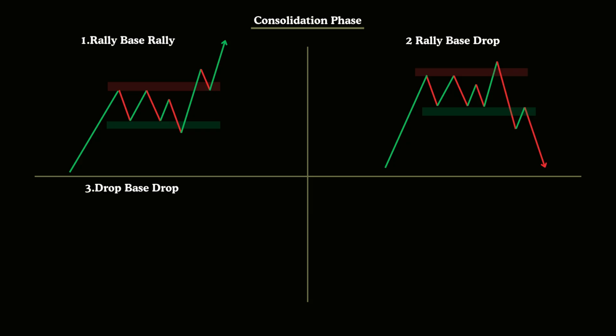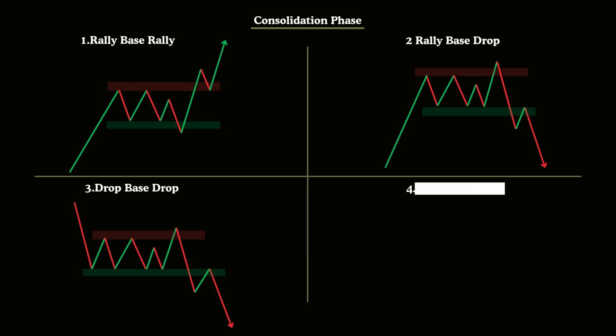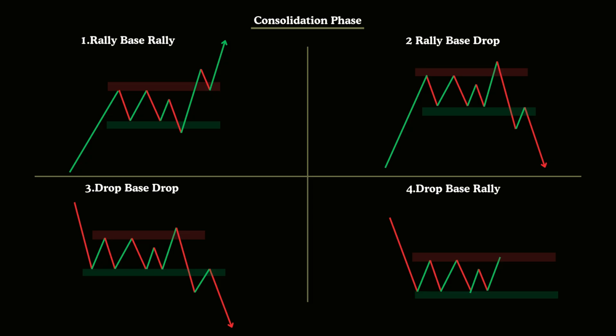Third is the drop-base drop, where price falls, pauses briefly, and breaks lower again, clearing liquidity beneath the range. Fourth is the drop-base rally, where price declines, consolidates, sweeps liquidity below through an inducement, and then reverses upward. This structure often appears in bullish markets, while the drop-base drop is more common in bearish conditions.